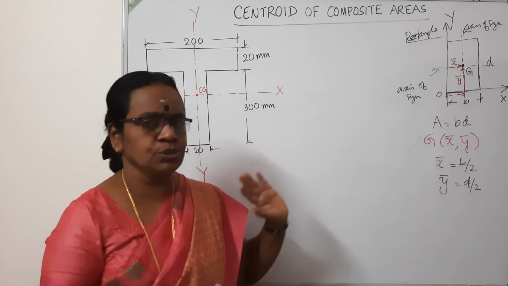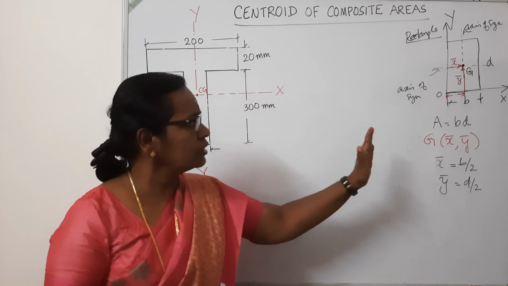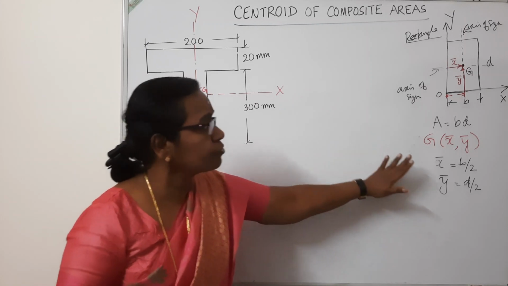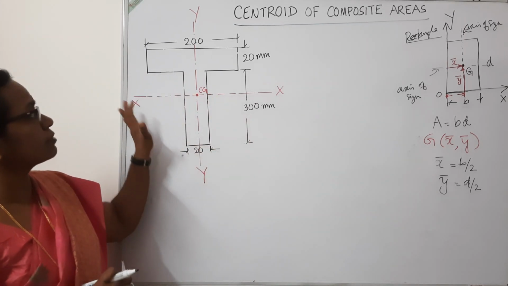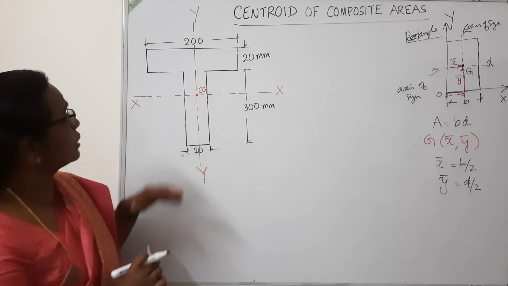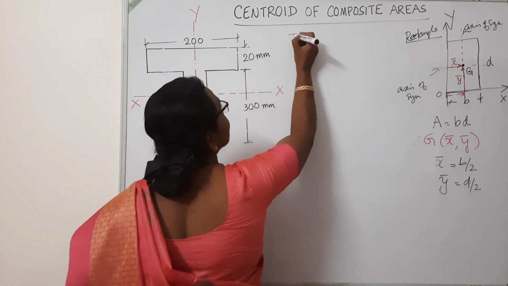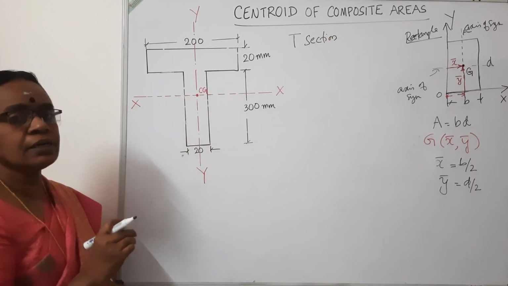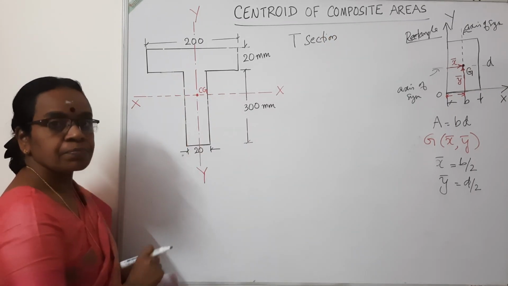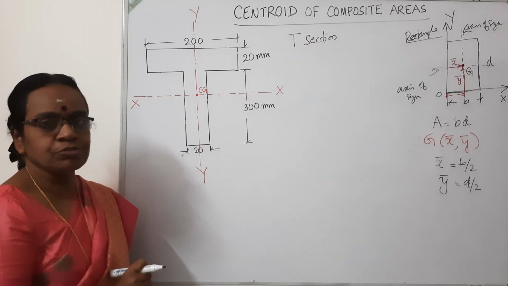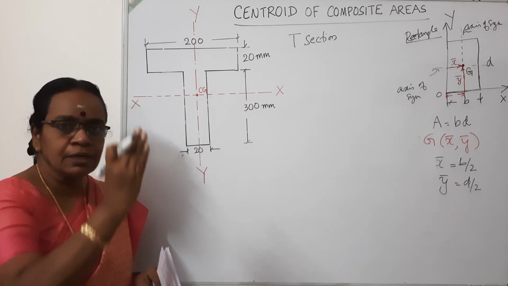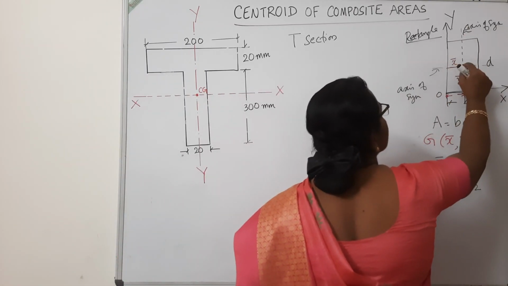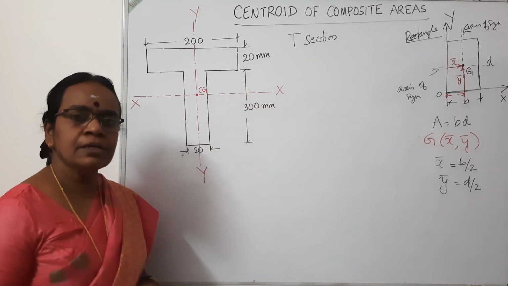This is already familiar to you. The area of a rectangle is breadth into height, B into D. So we will be making use of this in solving a numerical example of a composite section like this. This section is called a T section, the shape of a letter T. So the question is to find the centroid of this area. So the axis of symmetry we have to mark. The centroid will always lie on the axis of symmetry. If there are two axes of symmetry like this, the intersection point of the axes of symmetry will be the centroid.